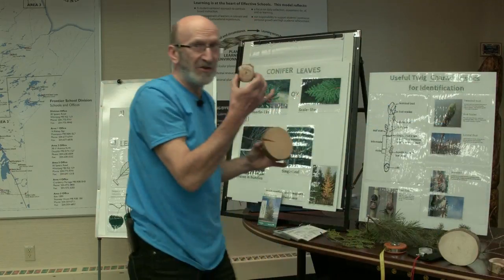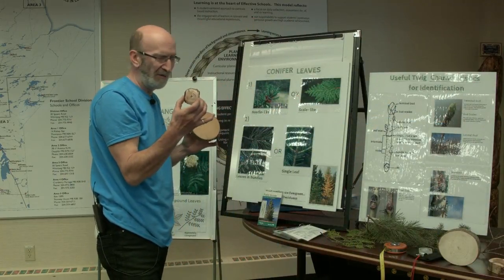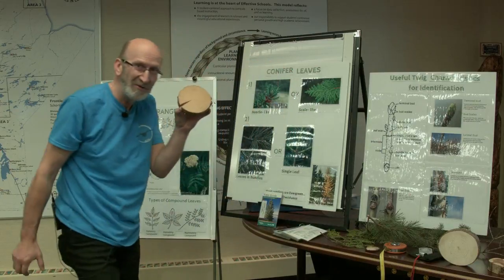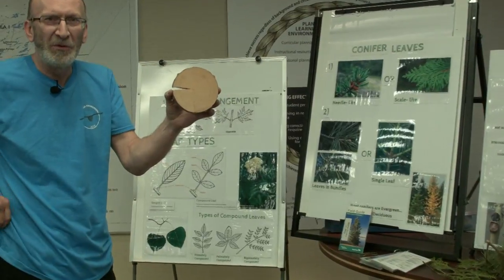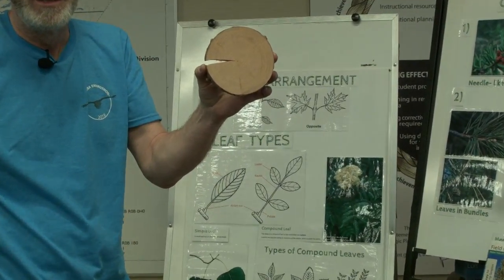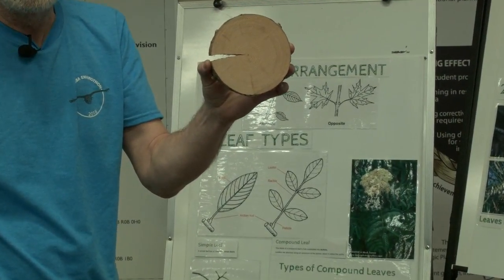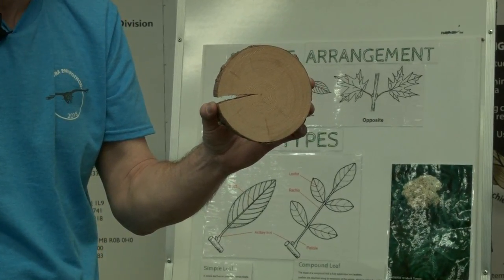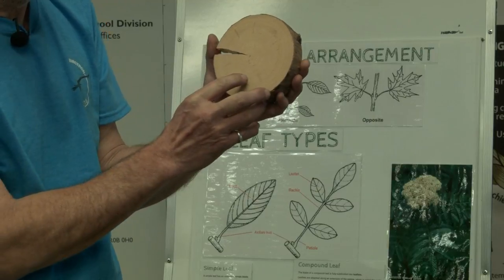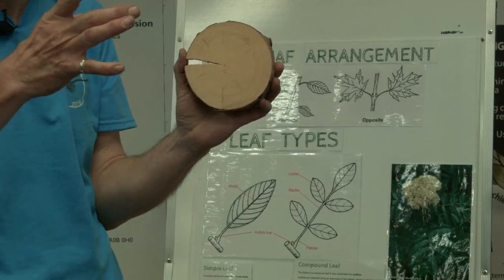Not this nice sugar tree cookie that Jacqueline made for us today, but an actual tree cookie like this one. If you can look at that, you can see that the growth rings are very close together on this tree. This is a black spruce that was harvested in southern Manitoba. To count the growth rings, the way a tree grows, it puts on a ring of growth every year from its cambium.